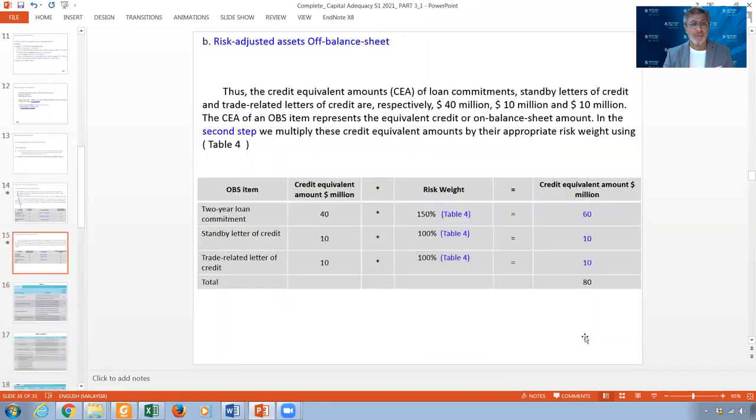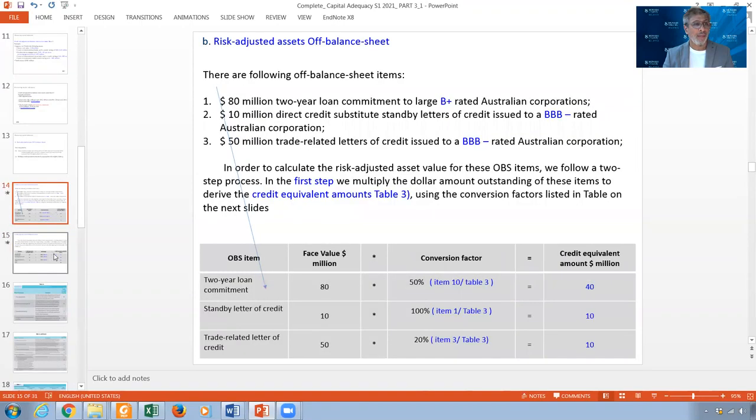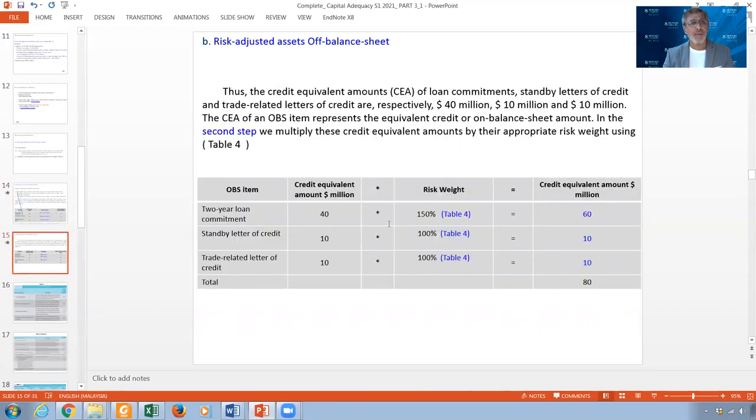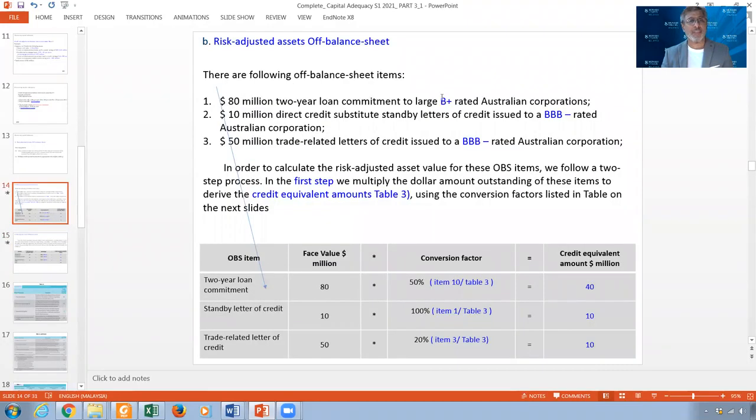Now, I have to bring this 40 into the second step, 40, 10, 10. So this is the first step, and this is the second step now. And I have to multiply it by the risk weights. So I understand now it's very straightforward because the risk weights for this is BBB, for this is B+, and this is BBB minus, and this is BBB.